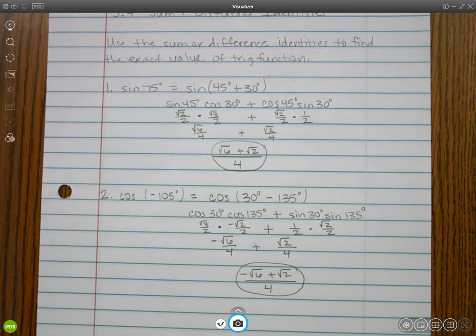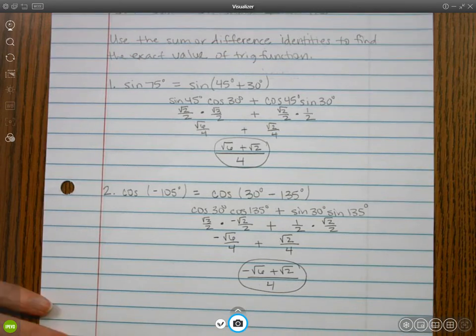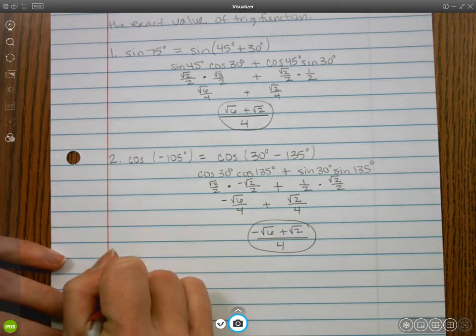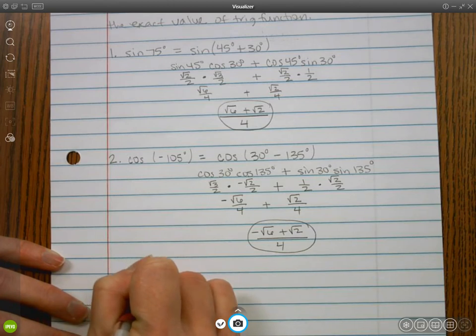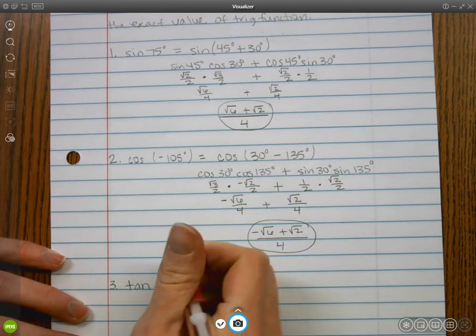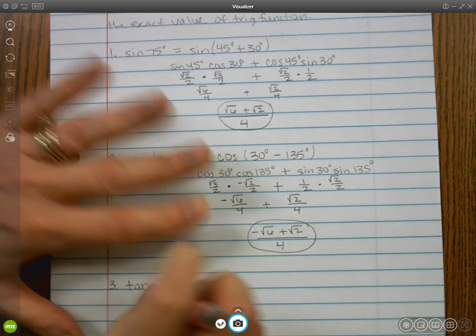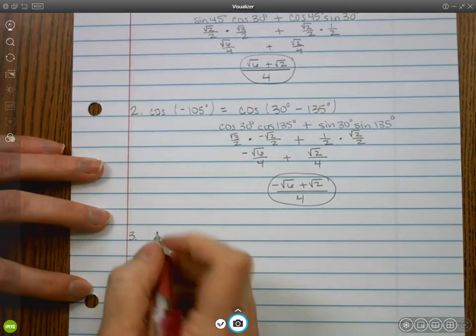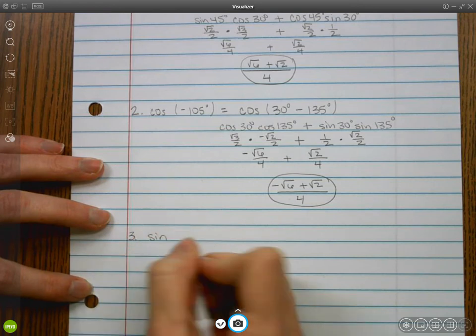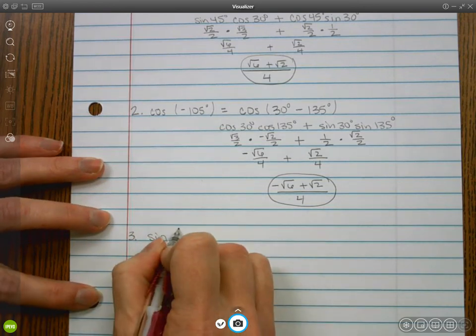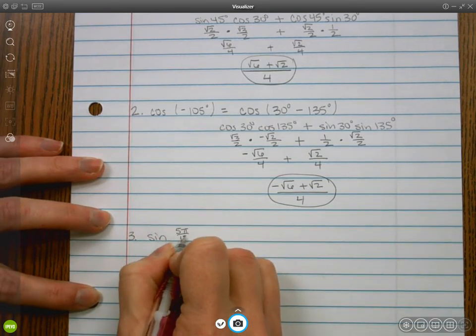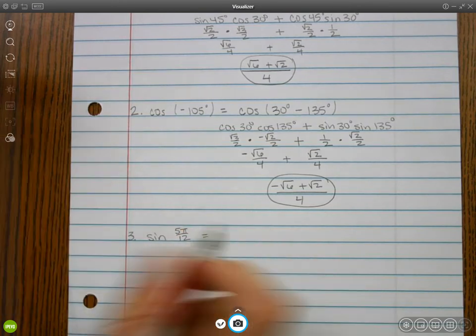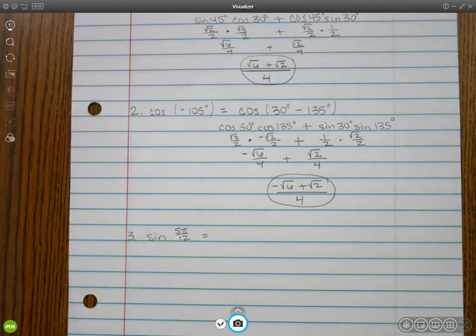Okay, so next, let's do a tangent. So let's do tangent of, nope, not a tangent. We're going to do a sine, but with radians, because radians are so much fun. All right, so let's do sine of 5 pi over 12.